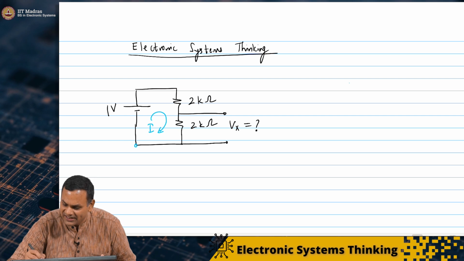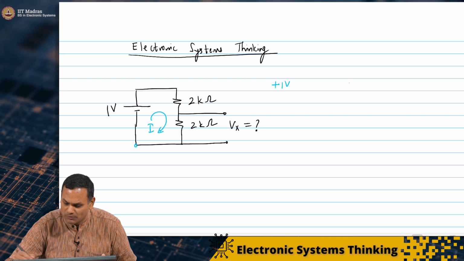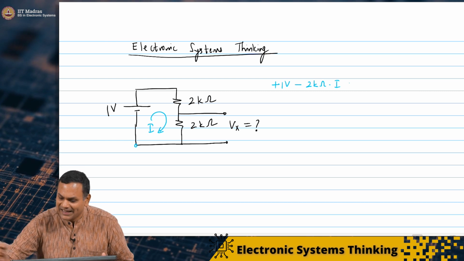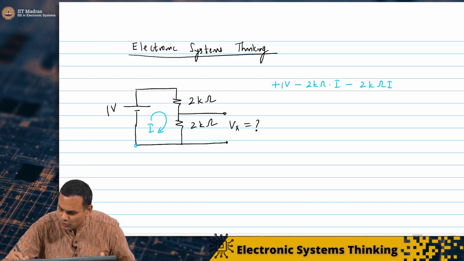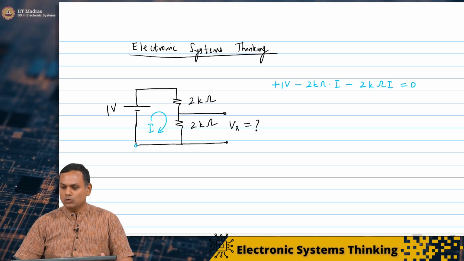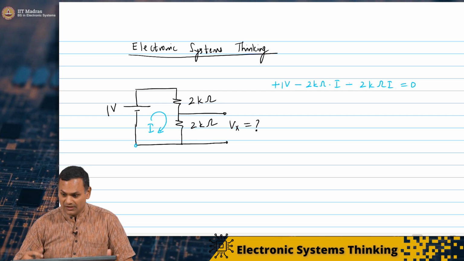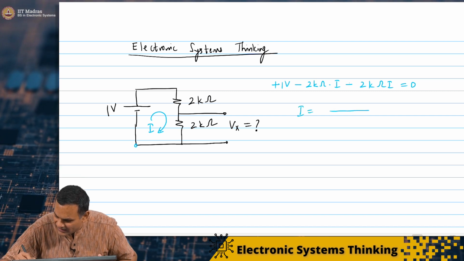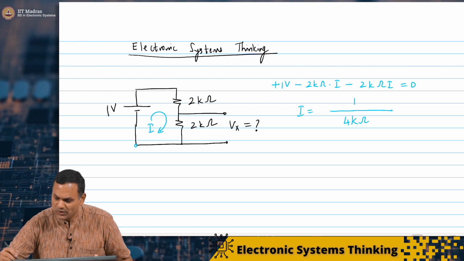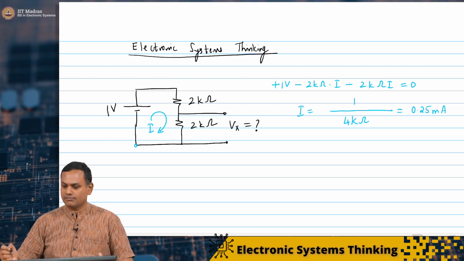So, I have a voltage increase of 1 volt, so plus 1 volt. I have a voltage drop of 2 kilo ohms times I, minus 2 kilo ohms times I, and again a second voltage drop, minus 2 kilo ohms times I, and I come back to the same point. So, KVL around the loop tells me that the potential difference is 0 around the loop. So, this tells me that the current I is nothing but 1 volt over 4 kilo ohm, which is 0.25 milliamperes.